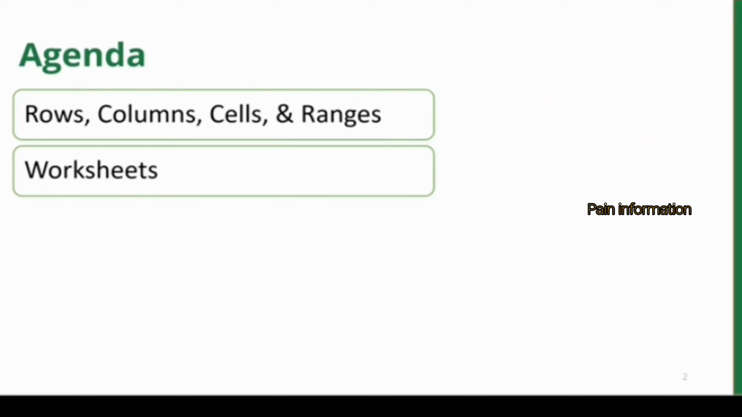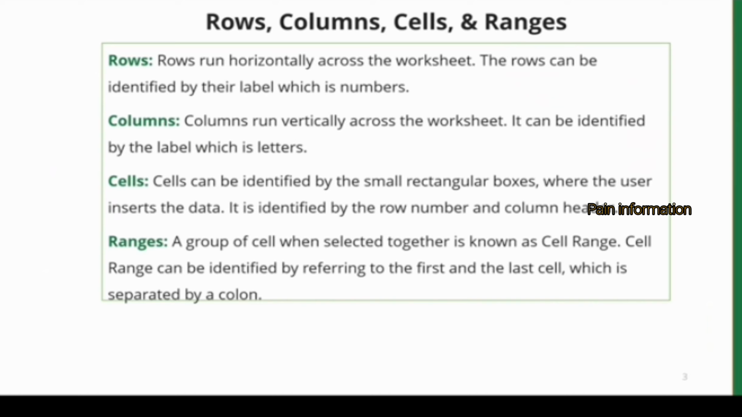So we will start with the rows, columns, followed by cells and ranges, and then we will look over the worksheets. So what are rows? Rows run horizontally across the worksheet, and they can be identified by their numbers. They are labeled by their numbers. When I was opening a workbook, I showed you what rows and columns are. The rows bar, you will see it on the left hand side of your screen, and you will see that it's already numbered and it runs horizontally across the worksheet.